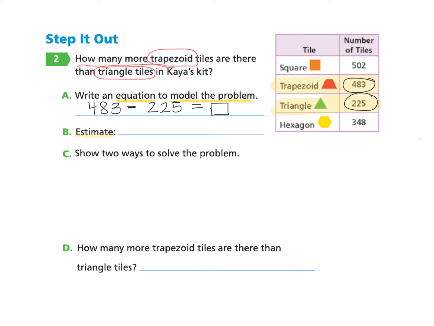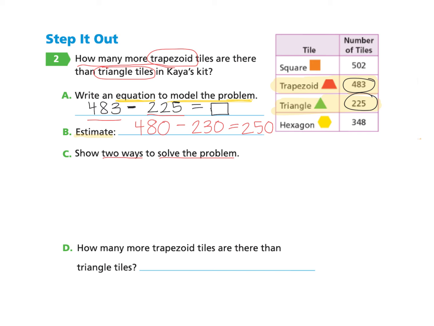But I'm going to estimate 483 to be close to 480. And then I'm going to estimate that 225 will be closer to 230. And so when I do that, I will take 480 and take away 230. And I will find that there are 250 remaining. Now let's look at part C. Show 2 ways to solve the problem. You're welcome to pause and try this part on your own and come back.